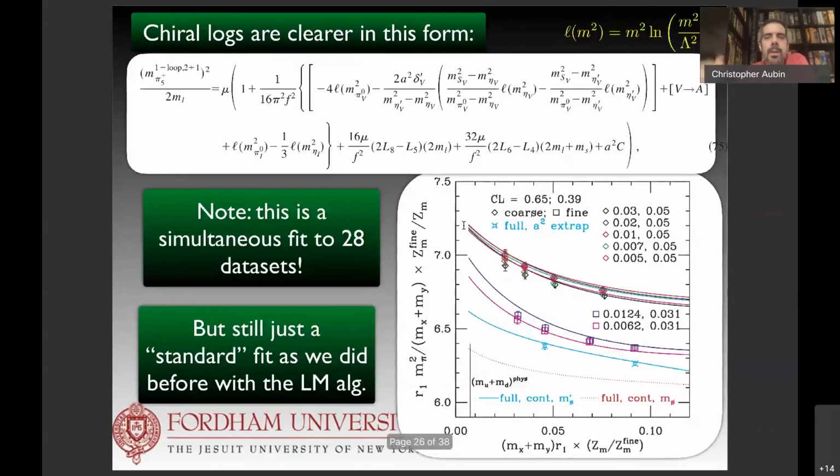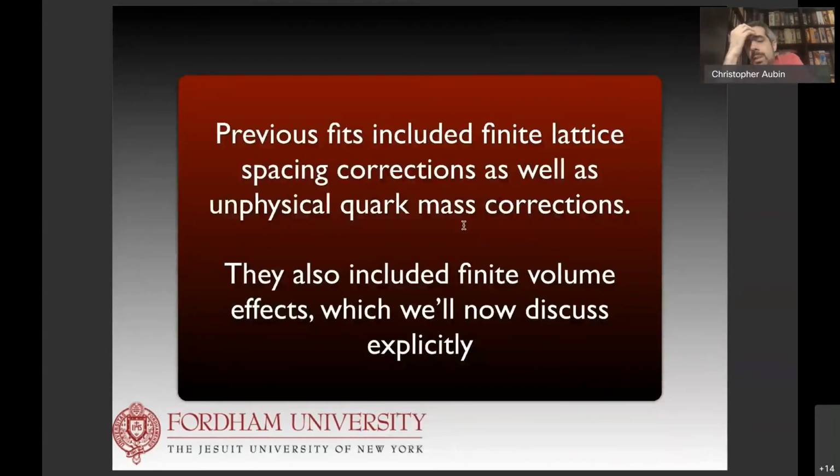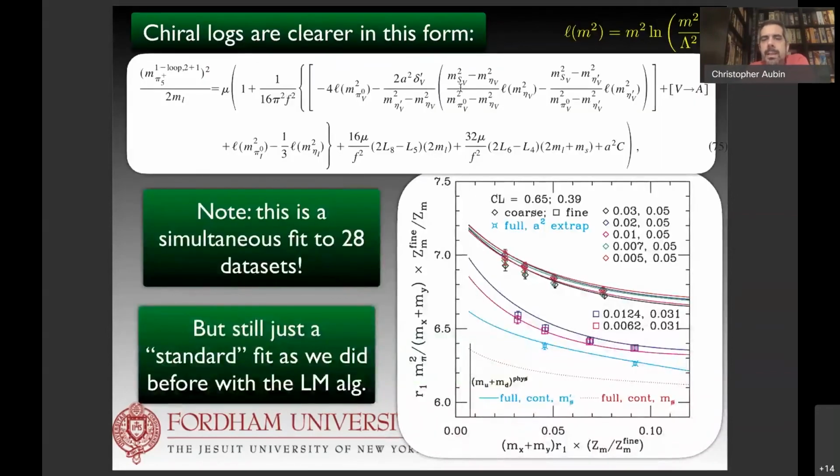What's interesting, and I didn't make it very clear here, is that we can also incorporate finite volume effects in the chiral perturbation theory. And I'll discuss a little how we do that shortly. So this is basically a fit that includes finite volume corrections, finite lattice spacing, and unphysical quark mass corrections, all within the context of this theory, chiral perturbation theory.